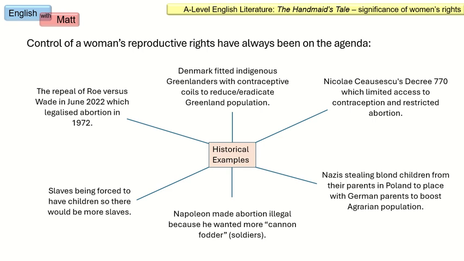And finally, the Nazis stole blonde children from their parents in Poland to place with German parents to boost the agrarian population, the blue-eyed, blonde-haired population. So in just 6 examples here, we can see that women's reproductive rights have always been a political football. They have always been on the agenda for a certain type of political party.